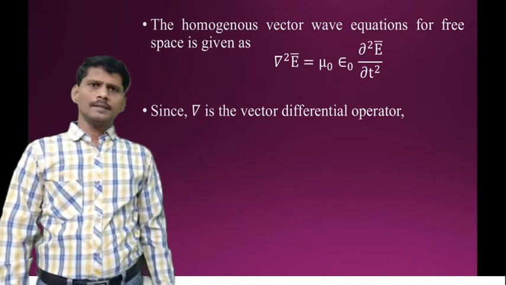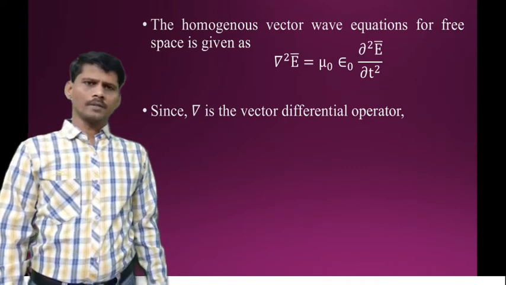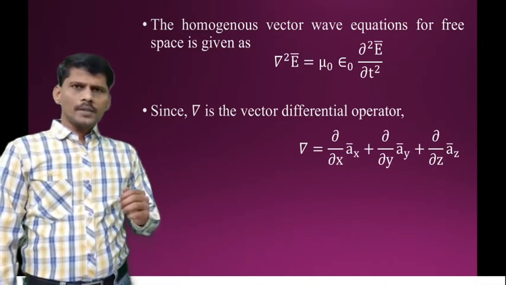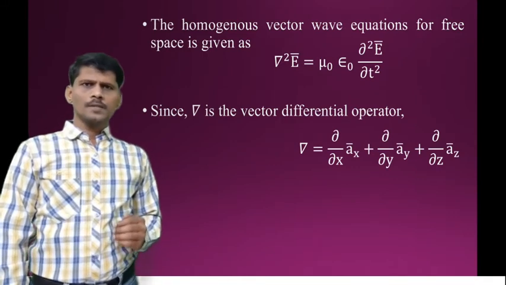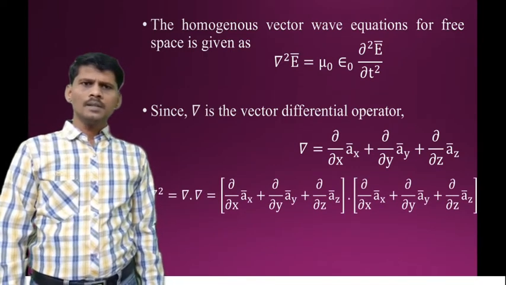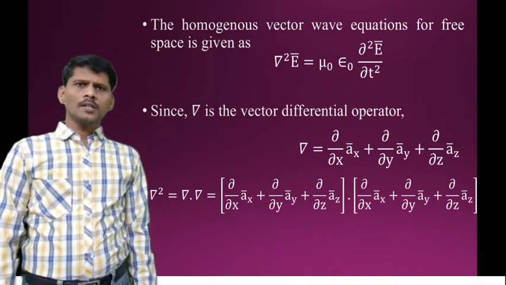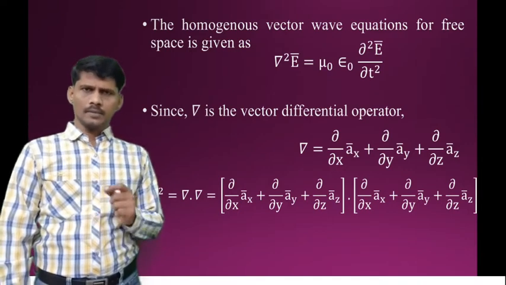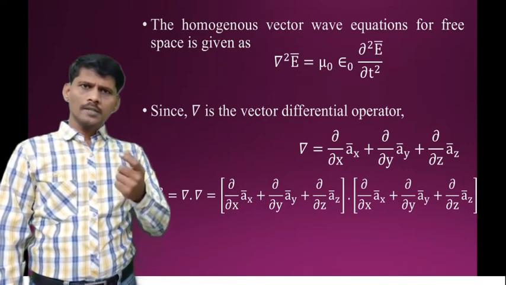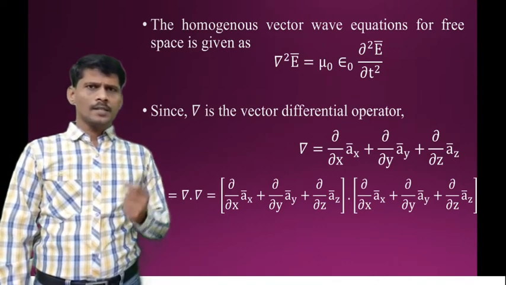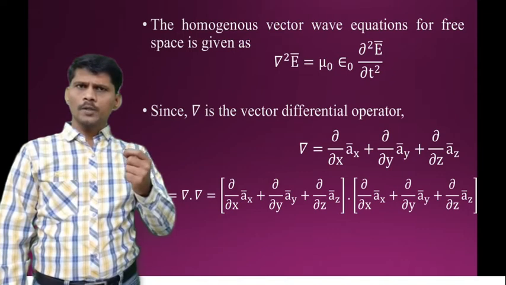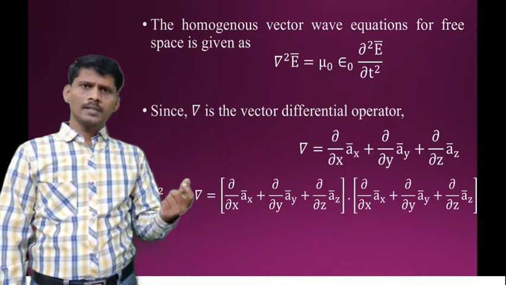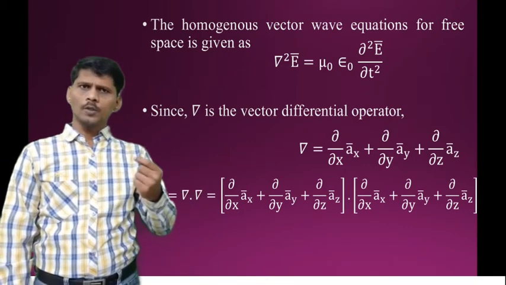In this equation, del is the vector differential operator. So what is the expression of del? Del is equal to dou by dou x ax bar plus dou by dou y ay bar plus dou by dou z az bar. What is the LHS term of the electromagnetic wave equation of free space? Del square. Del square means del dot del. So del square is written as del dot del, that is, dou by dou x ax bar plus dou by dou y ay bar plus dou by dou z az bar, dot another del.